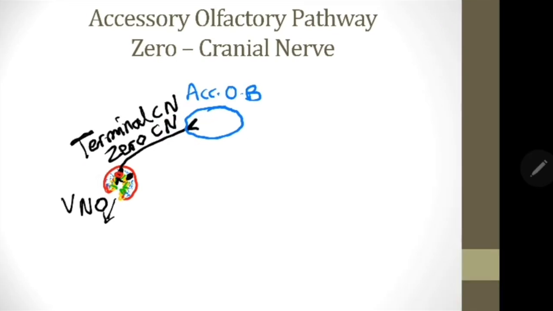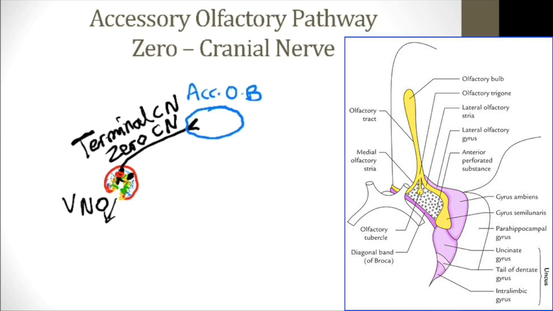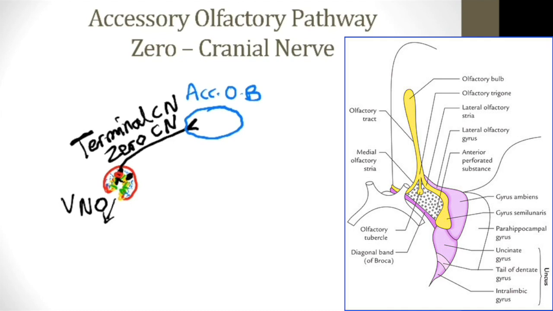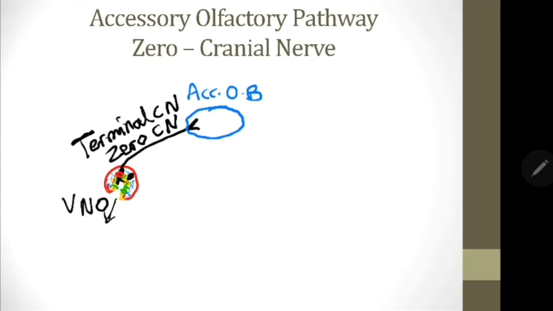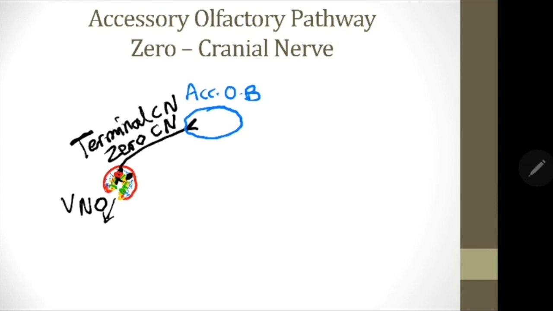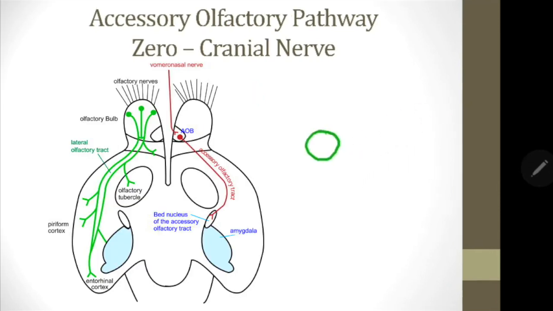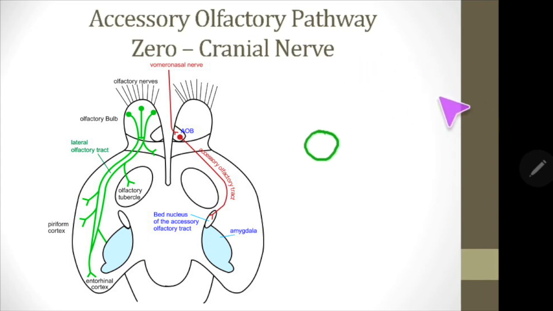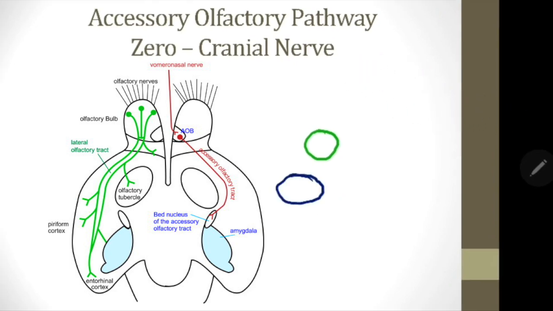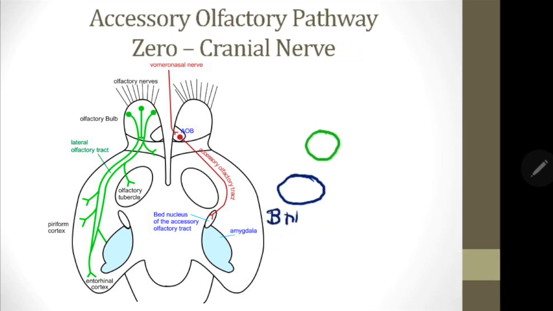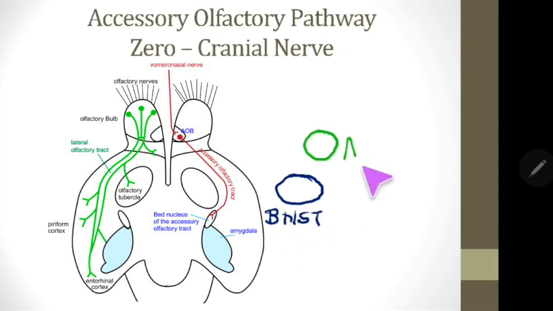Okay. Then from this accessory olfactory bulb, if you remember the first cranial nerve, it continued as the olfactory tract and had lateral and medial olfactory striae, all separated by the olfactory trigone. But here, the efferents from this olfactory bulb, let me draw it here. This is the amygdala and this is the bed nucleus of the stria terminalis. So this is the bed nucleus of stria terminalis and this one is the amygdala.